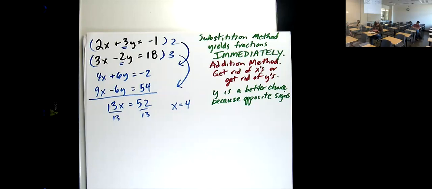Now, we got to stick it into one of the original equations. We can do either one. I happen to like the top one for a few reasons. The primary reason is the y that remains has a positive coefficient. I hate dividing by a negative. It's too easy to forget the sign.